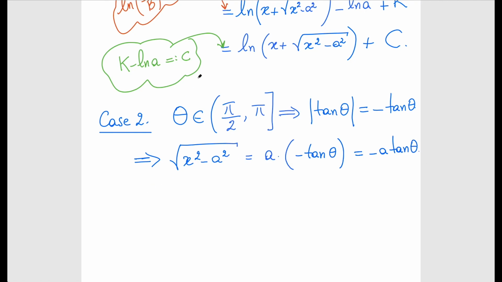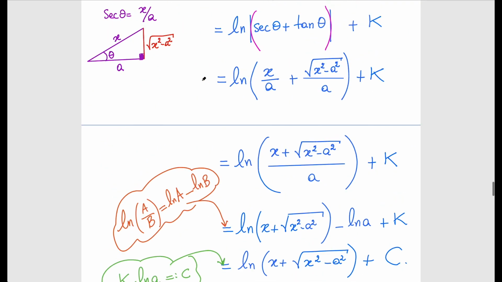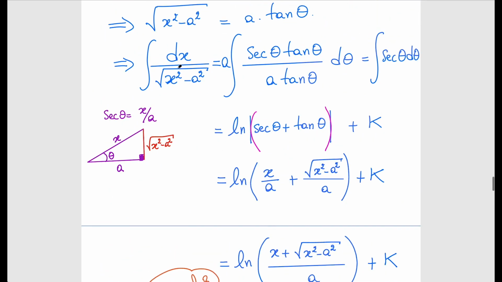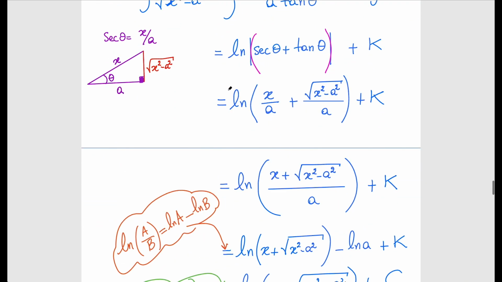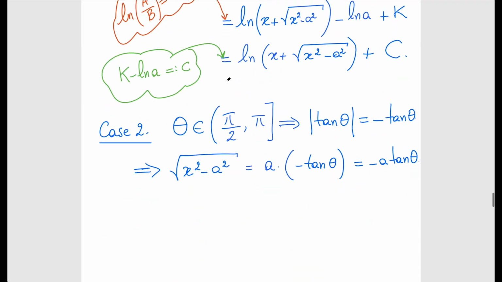And what can you say about the integral then? About the integral itself? It's going to be very similar to this, but instead of having a times tangent theta downstairs, I'm going to have a minus here, right? So the only thing that's going to differ from this case is a minus sign. Correct? So I'm going to let you finish this on your own.